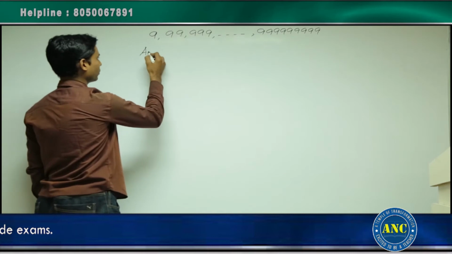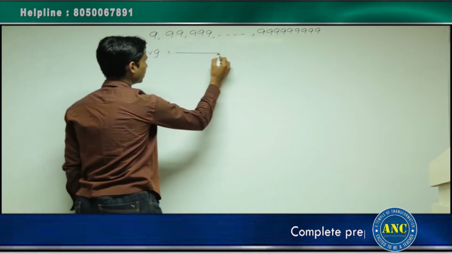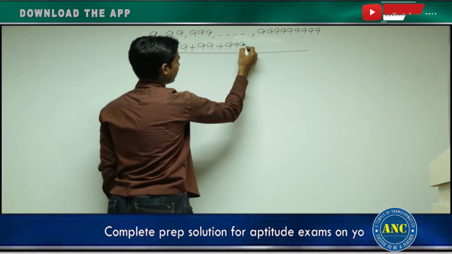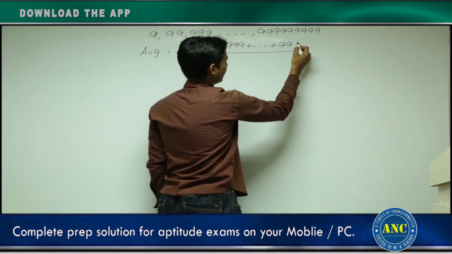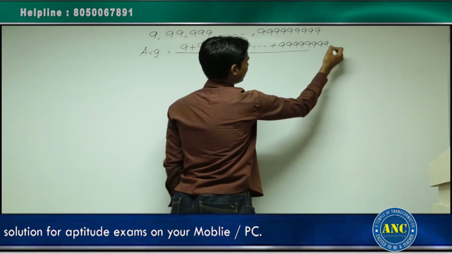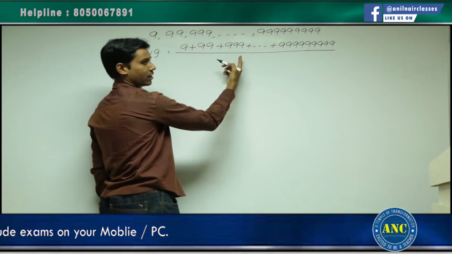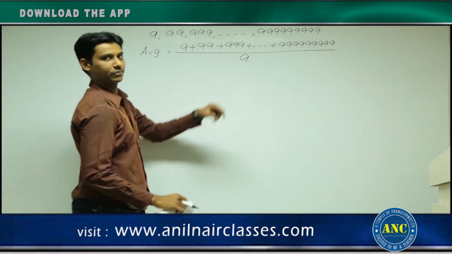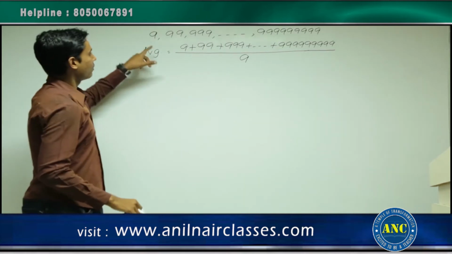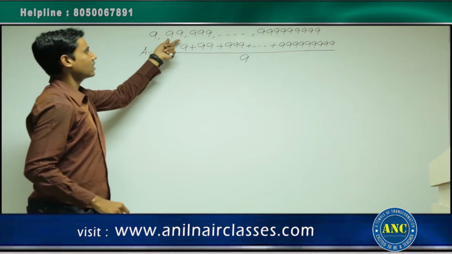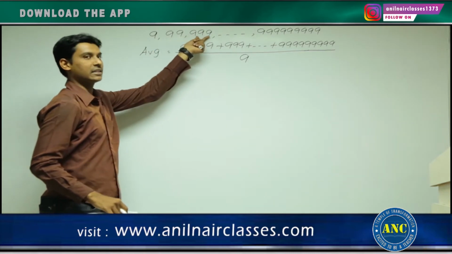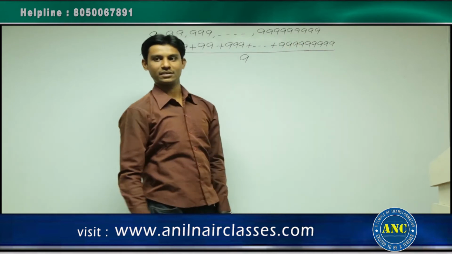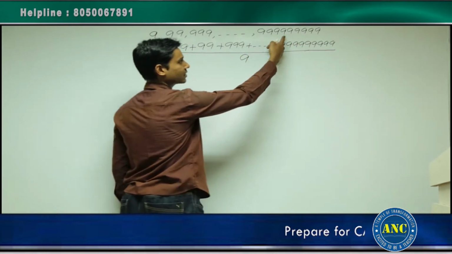Same approach. Average is nothing but sum of the quantities divided by number of quantities. If I add 9 plus 99 plus 999, the last number is having 9 written 9 times, whole thing divided by how many terms are there? Totally there are 9 terms. If you observe carefully, first term is having one 9, second term is having two 9s, third term is having three 9s. If there are 9 nines, then it should be the 9th term. That means the last term is nothing but the 9th term.